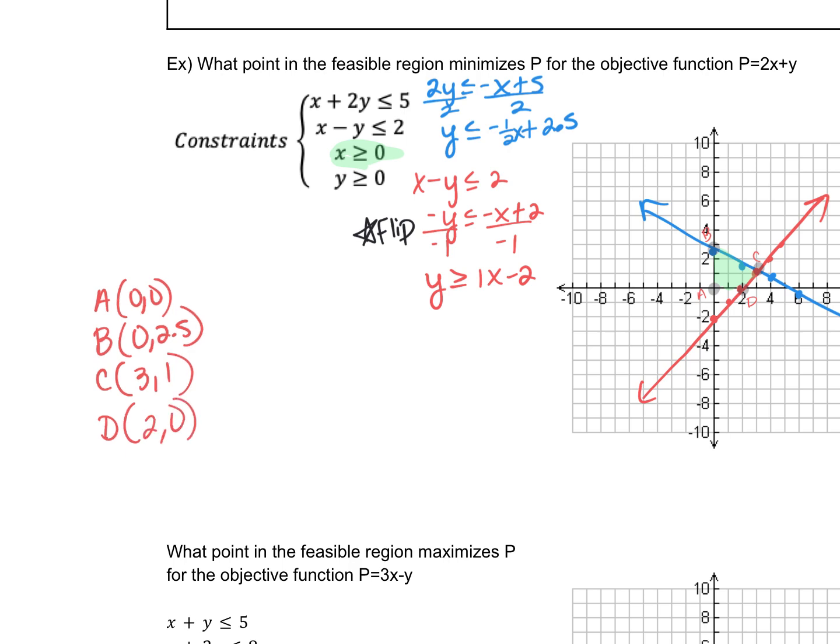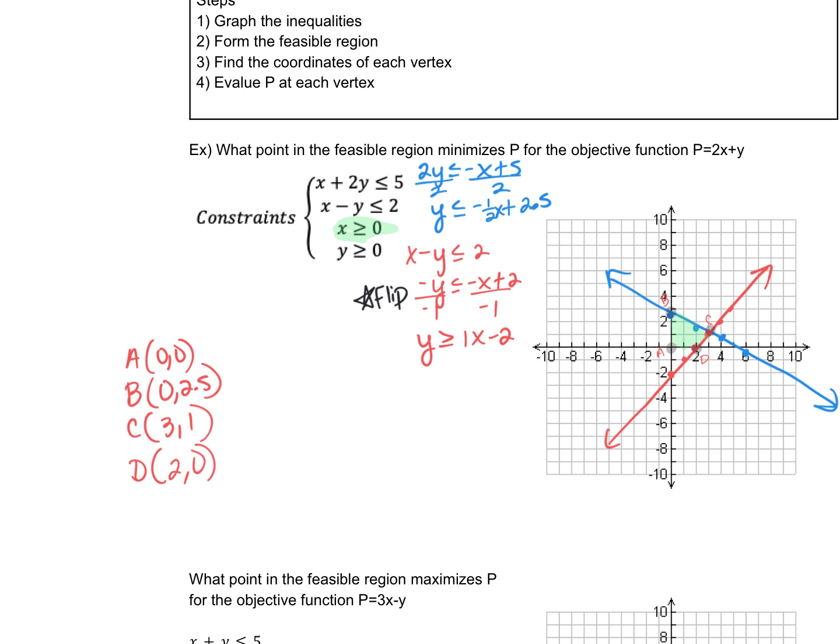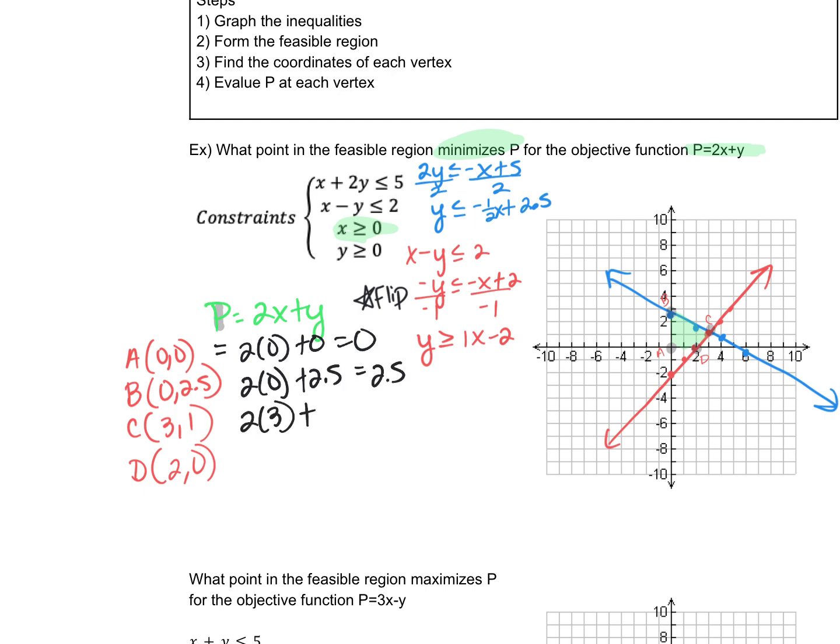It's been a day. Okay, so now we've done all that. Now, what am I talking about? Evaluate. If you look up here, it says what point in the feasible region minimizes p for the objective function. So we're looking for the minimum value of that. Your p is equal to 2x plus y, right? So we're going to be plugging in those values. So it's going to be 2 times 0 plus 0. Well, that's 0, right? And this one's going to be 2 times 0 plus 2.5, be 2.5. 2 times 3 plus 1, be 7, and then 2 times 2 plus 0 equals 4.